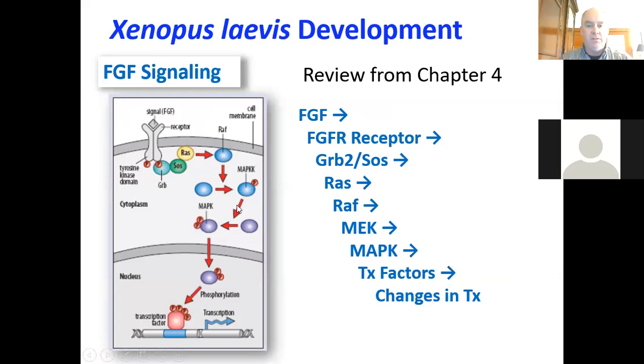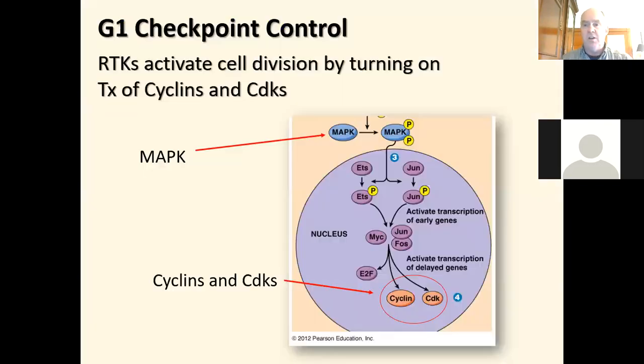But anyway, when the growth factor is there, it activates this kinase cascade that then causes the induction of immediate early genes. Immediate early genes then make the late genes, the delayed early genes. And delayed early genes include cyclin and CDK. So those are the ones that are going to cause the cell to go into cell division.